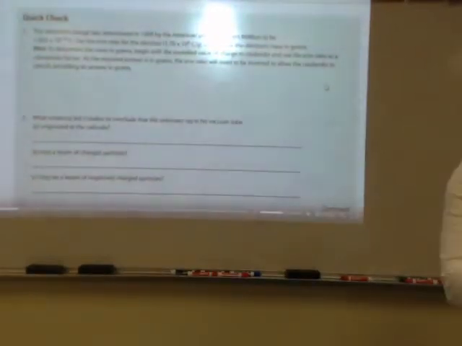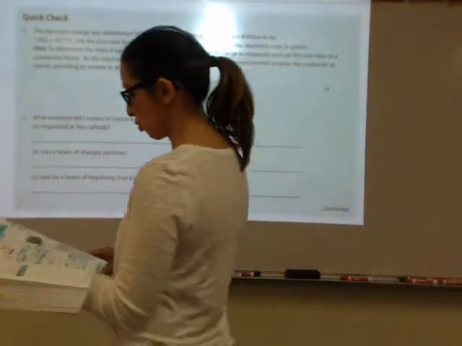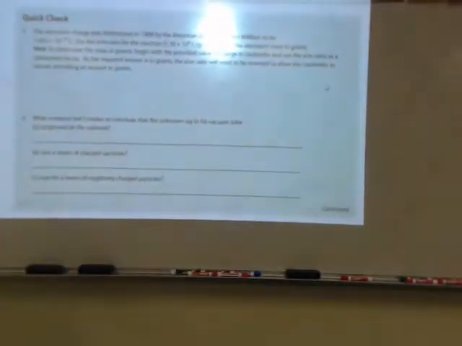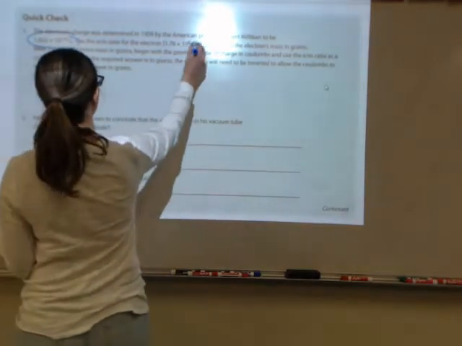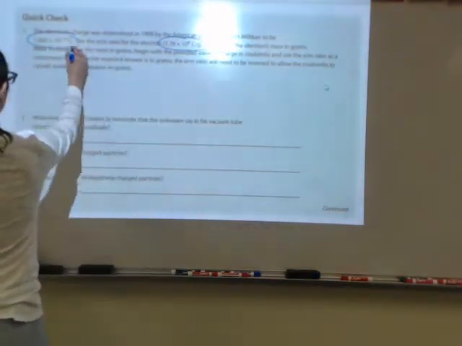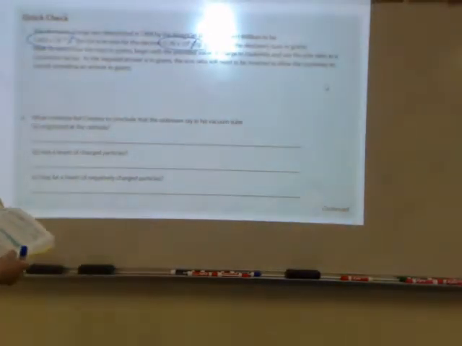Let's take a look at the quick check at the bottom of the page. So the electron's charge was determined in 1909 by Robert Millikan to be 1.602 times 10 to the negative 19 C. Use the charge to mass ratio, that's what e over m means, for the electron to calculate the electron's mass in grams. Okay, so if we're going to use this value and this charge to mass ratio, you should be able to cancel the C unit, which is coulombs, to give me grams.